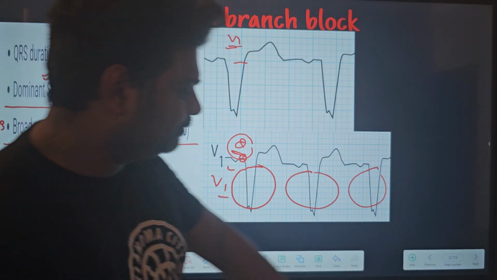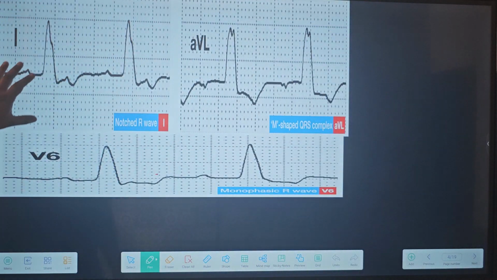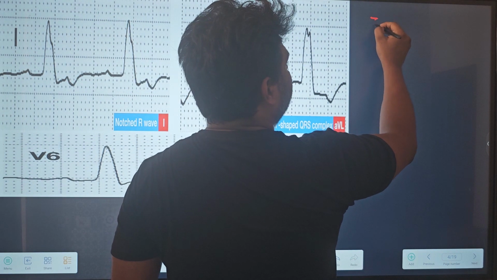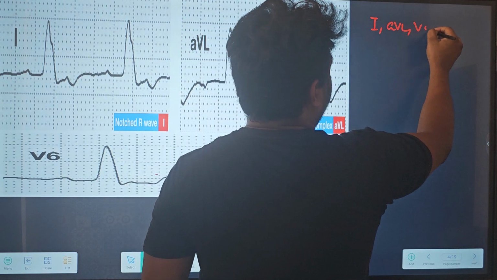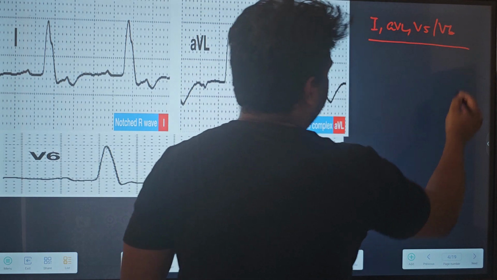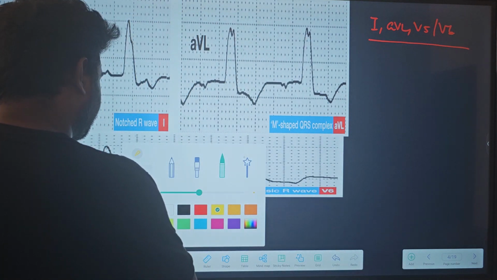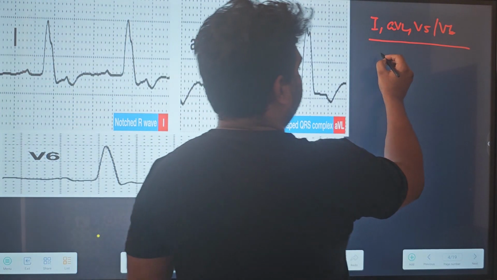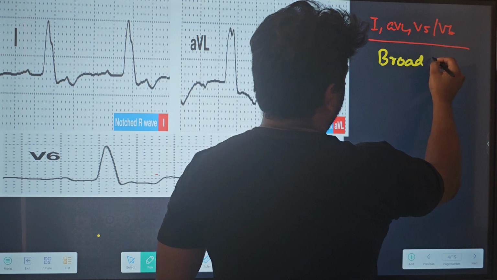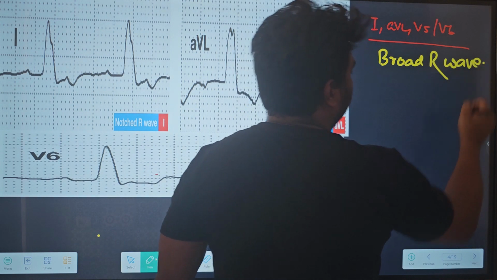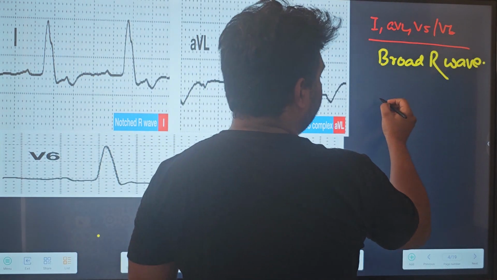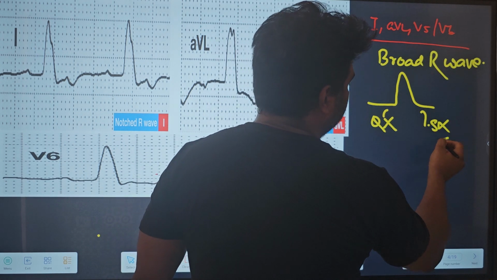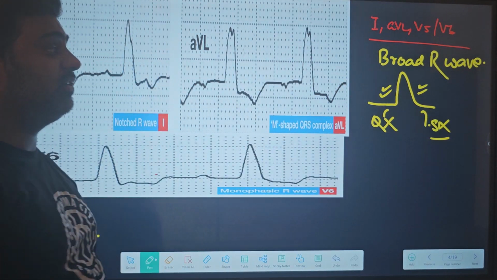This is very important. What is a broad R wave? Don't look into this. In this point, look into the lateral leads like lead 1, AVL, V5 and V6. What you will see? You will see a broad R wave. What is the meaning of broad R wave? Broad R wave means there will be no Q wave, there will be no S wave. So a wave like this is known as a broad R wave.